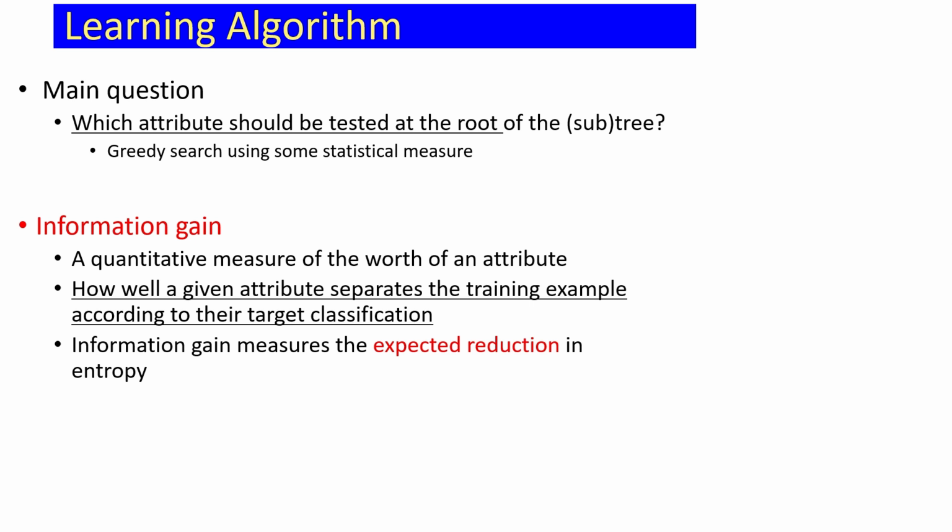One is the information gain, second is called entropy, and third is called Gini index. Okay. So, what is information gain? It is a quantitative measure of the worth of an attribute. How well a given attribute or feature separates the data into different classes. That is what information gain tells you. So, basically it measures the expected reduction in entropy.